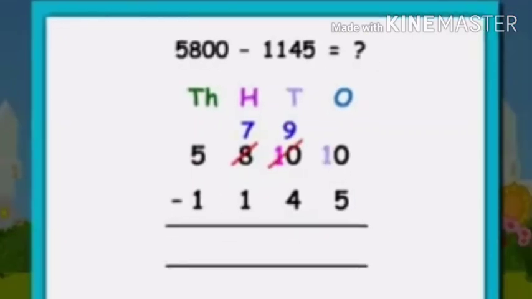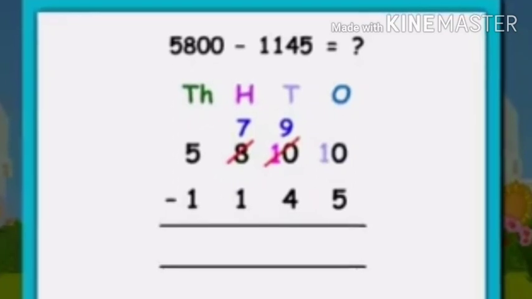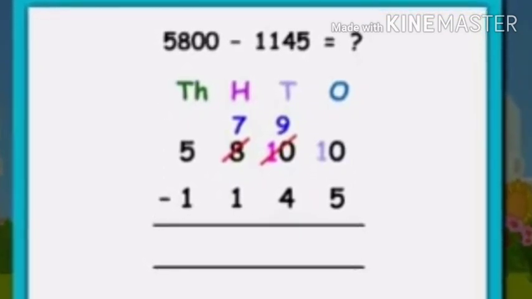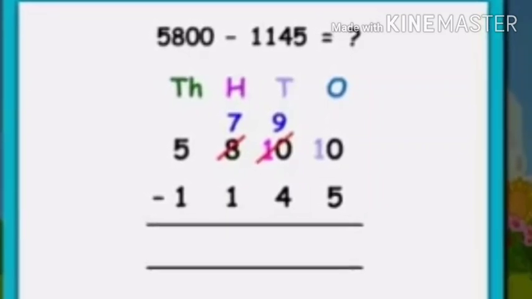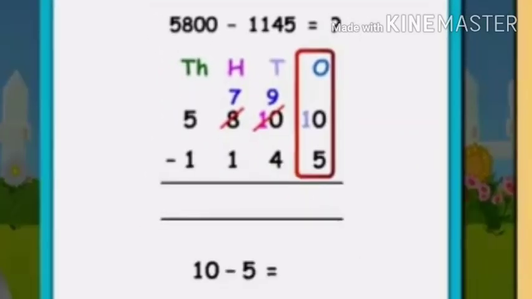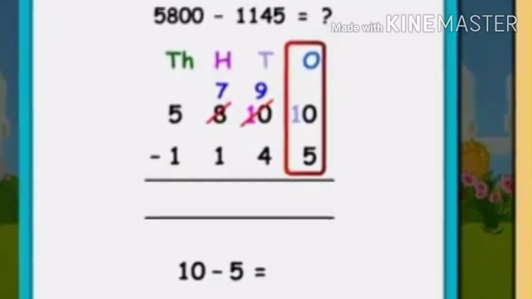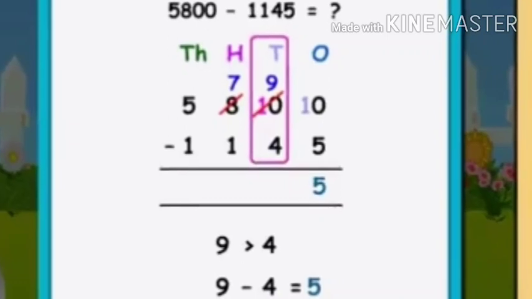So he reduces one number from itself and becomes 9, and gave one number to the ones, and now ones become 10. Now my dear students, it's ready to subtract. So we will start subtraction. So my dear students, first on a ones place we have 10 minus 5 is equal to 5.